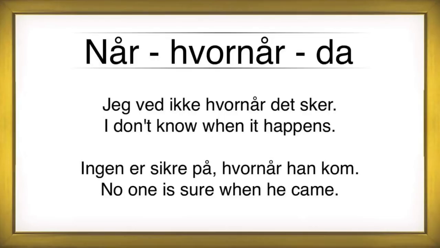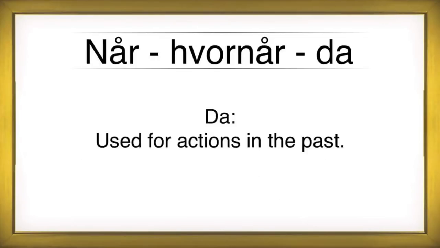Then the last one, da. Oh yeah, so that is pretty easy. That is basically what we use in the past tense. Right? Like, da jeg var barn, when I was a kid. Da jeg var ung, when I was young. Da du var chef, when you were the boss, etc., etc. This is for things in the past.